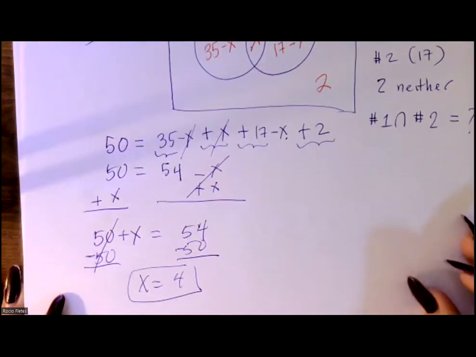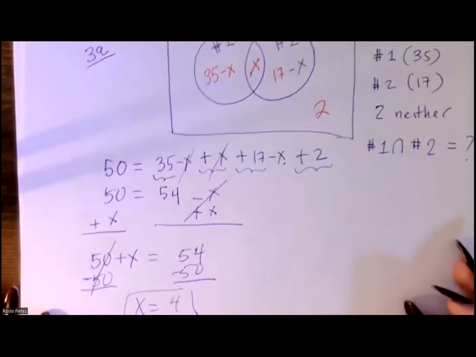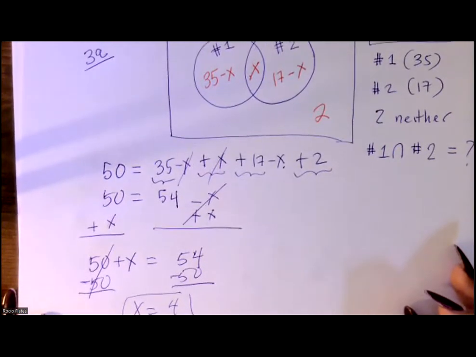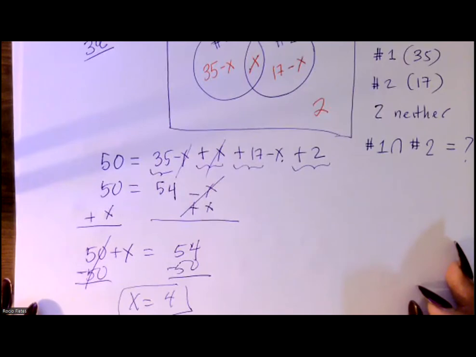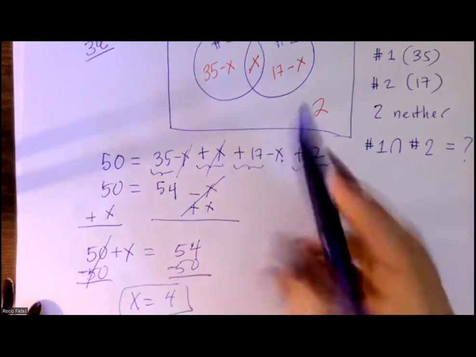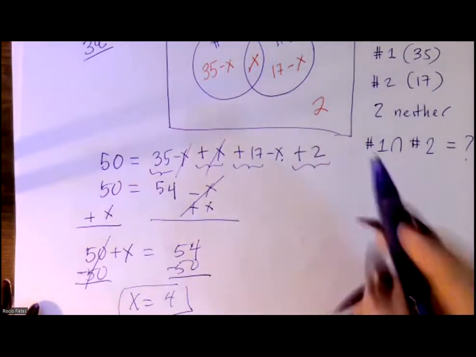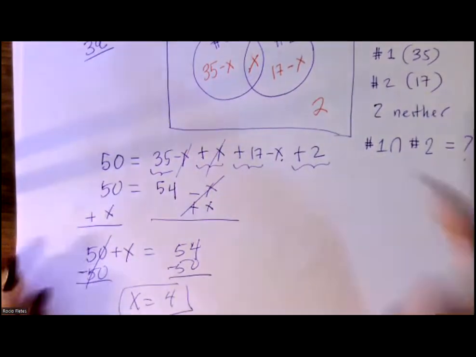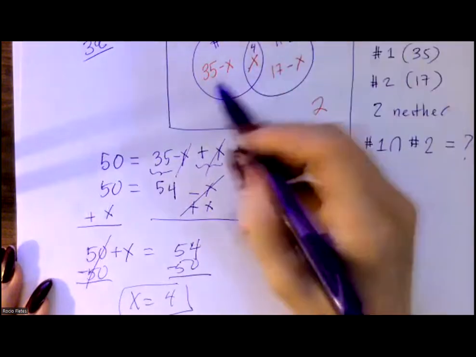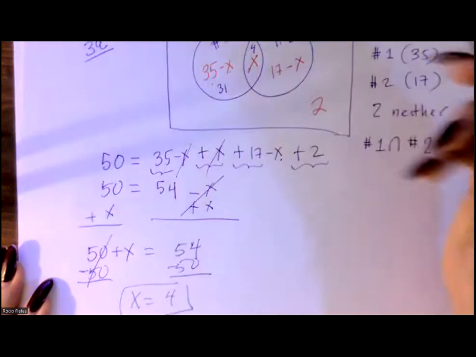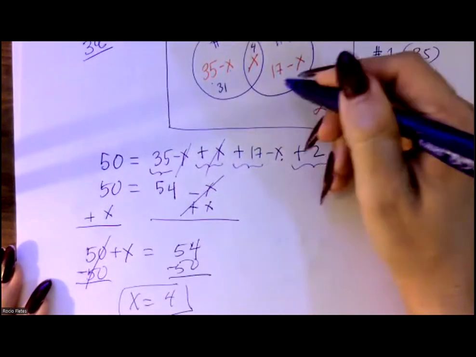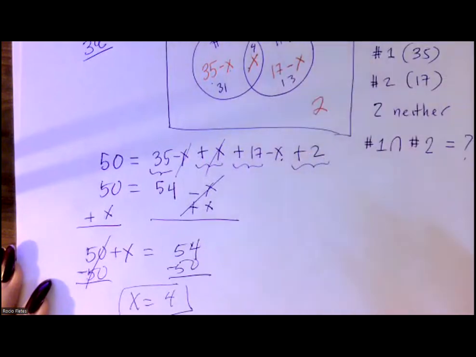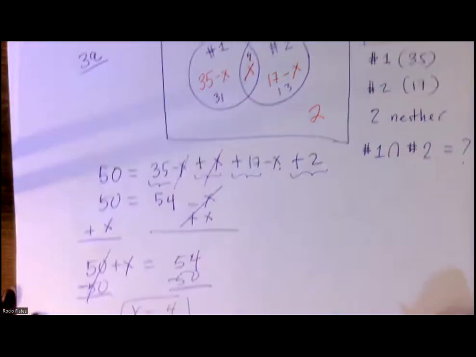So that tells me that the number of people who use both Snapchat and Instagram is 4, right? That's what we were looking for. So X is equal to 4, and we can figure out every other place then, right? So this is going to be 4. 35 minus 4 is 31, and 17 minus 4 is going to be 13. And so you have everything that you need in the drawing.